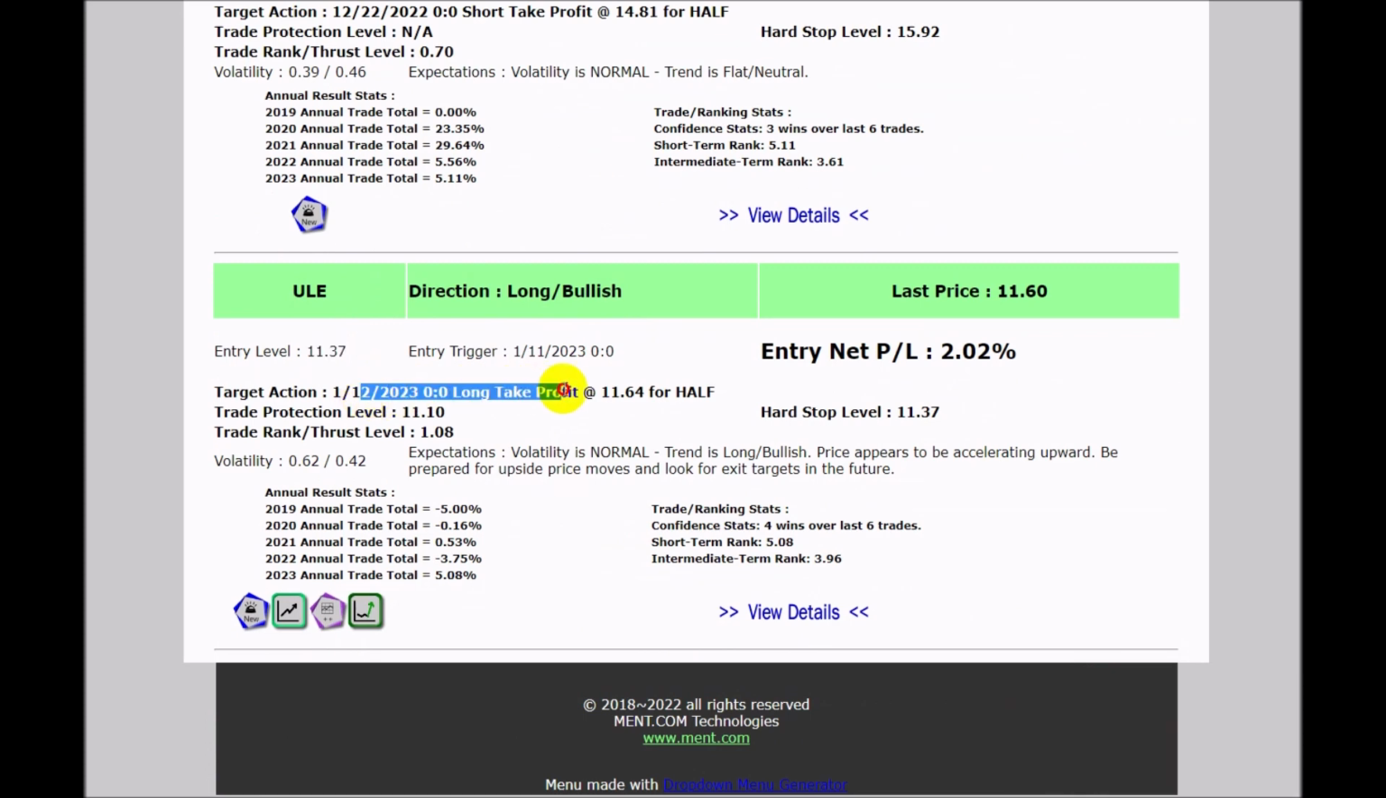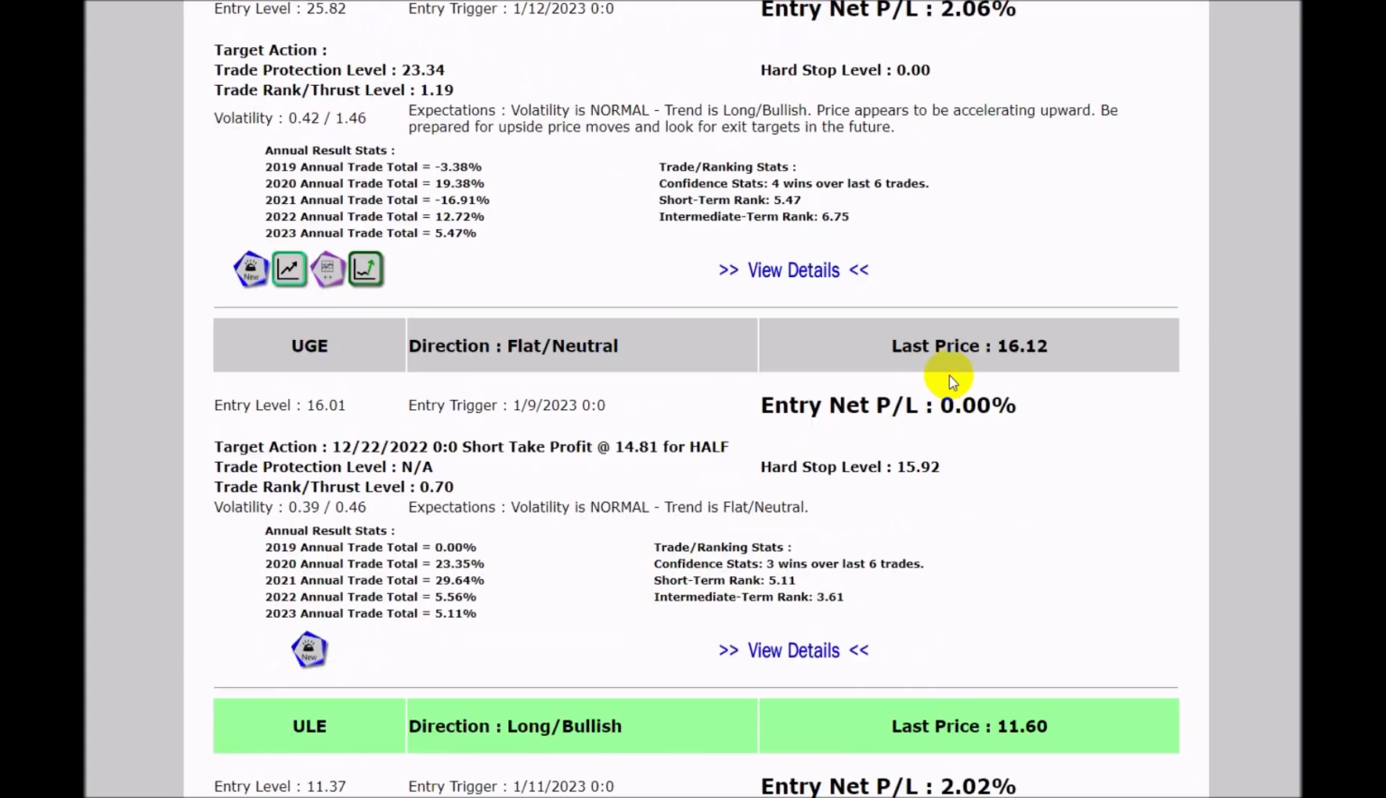Got out at 1164 for half of the position. Stop currently is at 1137. Protective level is at 1110. So you can see here, ladies and gentlemen, this is a trade that's already pulled half out, and we're letting the rest of it run. So we've got a nice solid, roughly little over 2% profit on the trade, and we're letting it go.